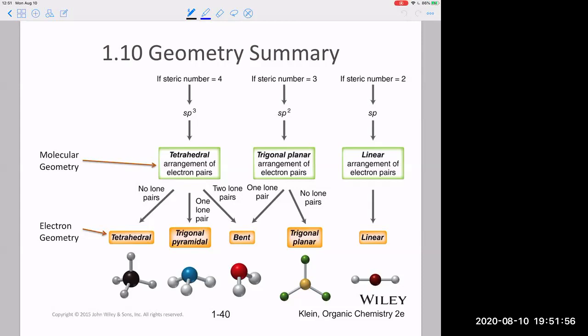getting, this is actually backwards. I'm just realizing this should be electron, and this is molecular. All right, I'll have to change those in the notes.